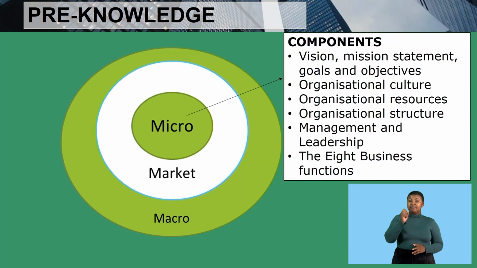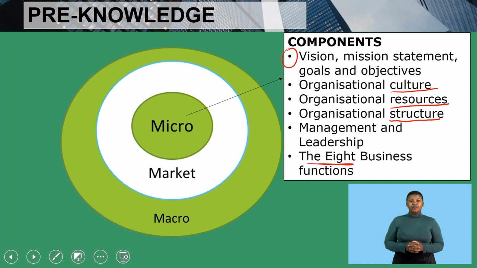So here we have the microenvironment. Now, of course, the microenvironment is the internal environment of the business, and it's everything that happens inside the business that can be managed by the directors. The components listed here, of course, are the vision, mission statement, goals and objectives, our organizational culture, our organizational resources, and then our organizational structure. Then also our management and leadership, and our 8 business functions.